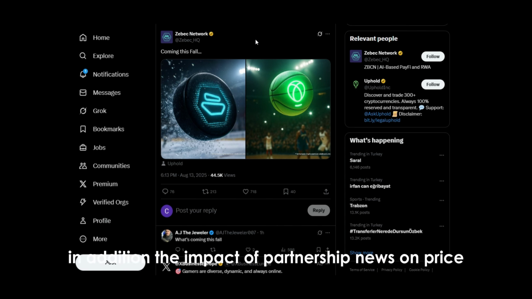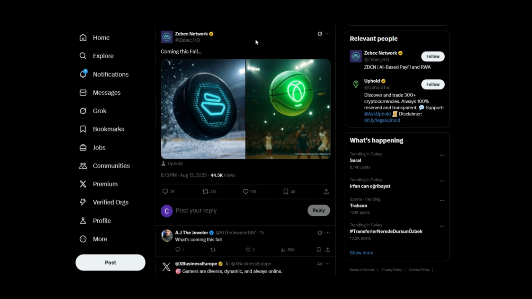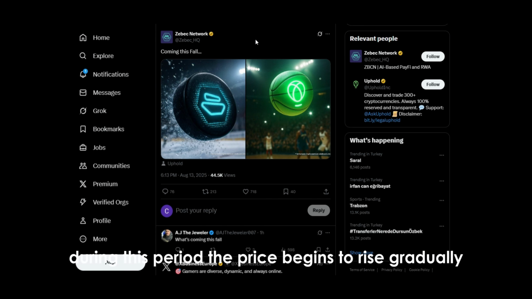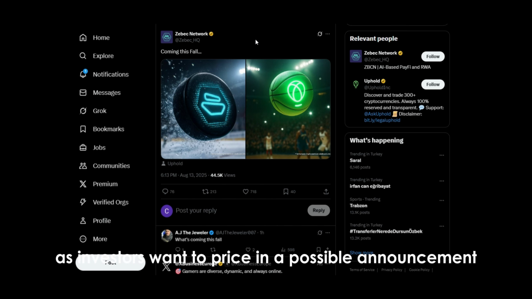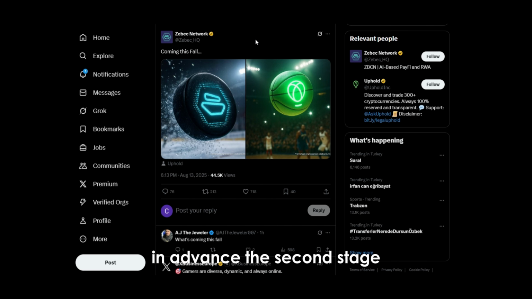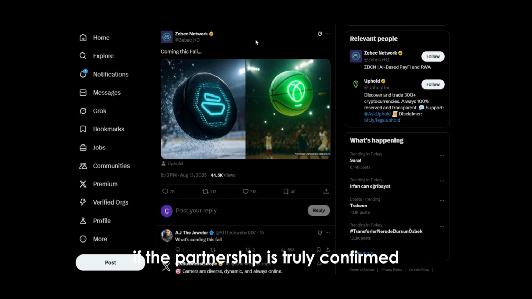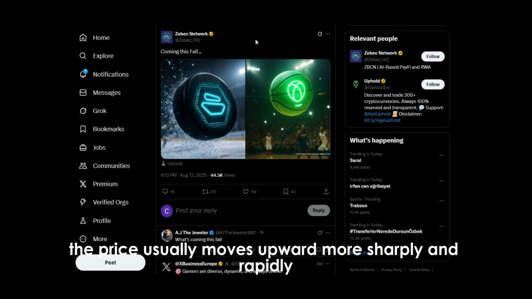In addition, the impact of partnership news on price usually occurs in two stages. The first stage is the rumor or signal stage. During this period, the price begins to rise gradually as investors want to price in a possible announcement in advance. The second stage is the moment the official announcement is made. If the partnership is truly confirmed, the price usually moves upward more sharply and rapidly.